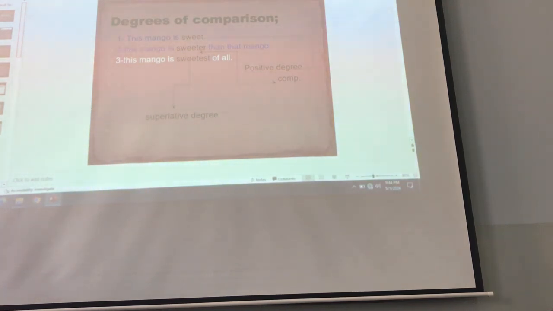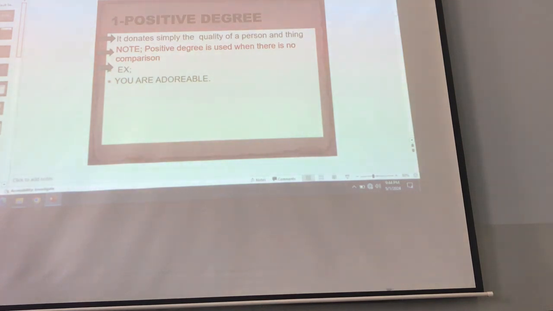Then we have degrees of adjectives. There are three types of degrees: positive degree, comparative degree, and superlative degree. Positive degree denotes simply the quality of a person or thing. Positive degree is used when there is no comparison. For example, you are adorable, you are pretty, etc.